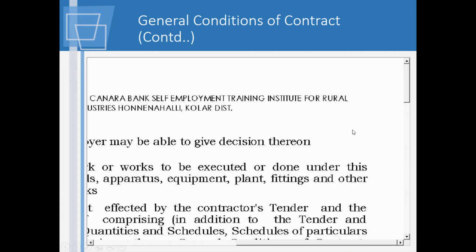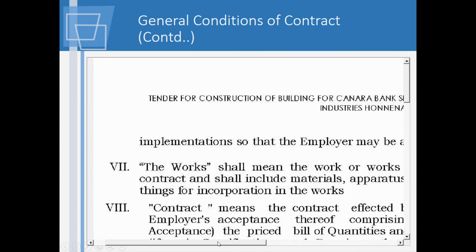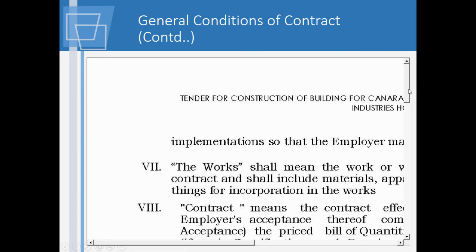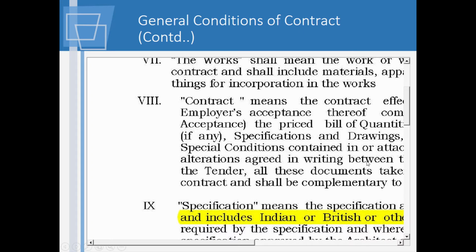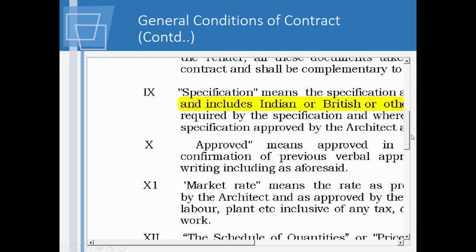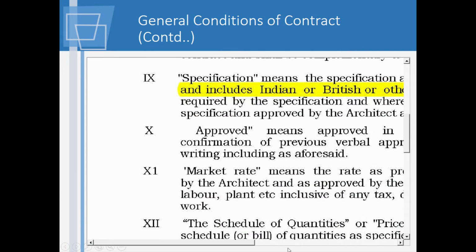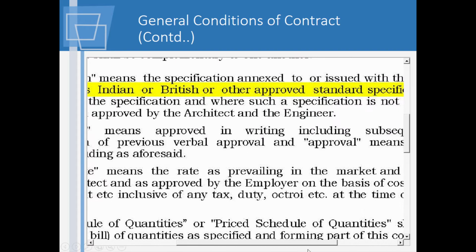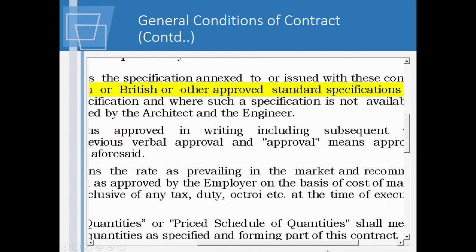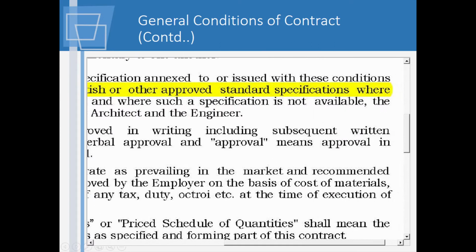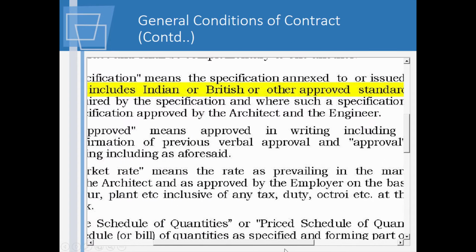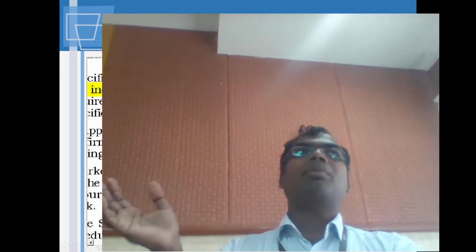Right. So here, yeah. So for instance, we were talking about specification. Please have a look at this one. Specification is what is given in the annexure, or they are saying if suppose it is not there, then you go and look at the Indian or British standard. Please think about the CPWD norm, in case some specification is missing.